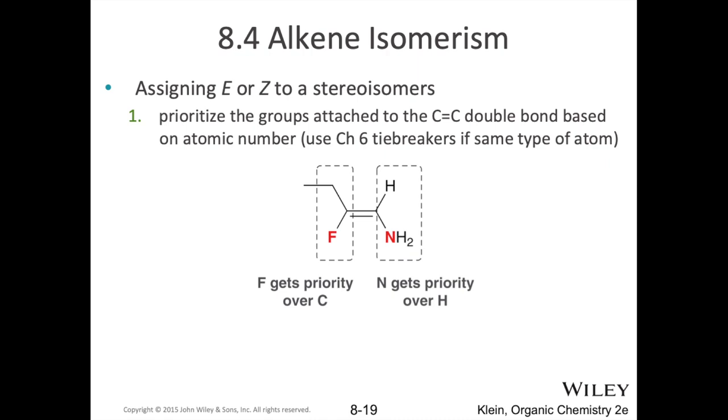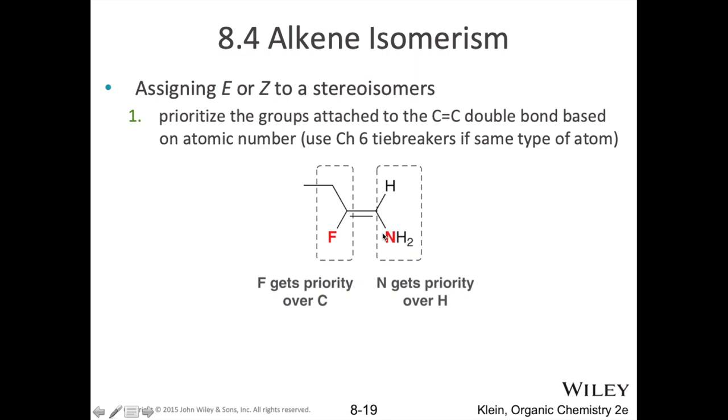Basically, you look at the atoms directly bonded to your double bonded carbons, and you assign them priorities based on atomic number. So over here we have a carbon, here we have a fluorine. The fluorine's going to win, so that is the higher priority group on this carbon. Now let's look at the other carbon of our double bond. We've got a hydrogen and a nitrogen. Nitrogen, of course, will definitely have higher priority than hydrogen. Literally everything has higher priority than hydrogen, so nitrogen wins.